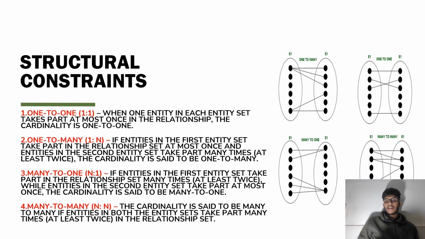Last one is many to many. In this, different entities of the first entity set are connected with different entities of the second entity set. This is said to be many to many cardinality. We can see here first and second are connected with 1, 2, 3. Again, these two are connected with 1 and 2. So this is said to be many to many.